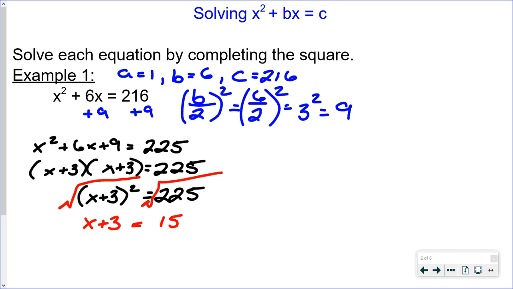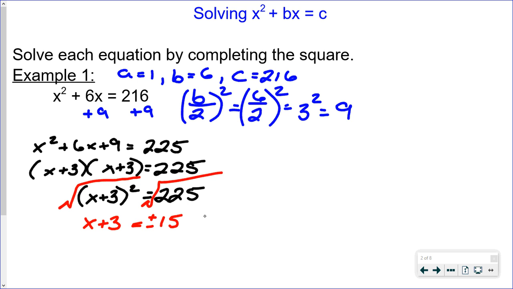A lot of times my students forget this. It's actually positive and negative 15. Because positive 15 times positive 15 is 225, and negative 15 times negative 15 is 225. So when you take the square root, there are actually two answers to that, a positive answer and a negative.